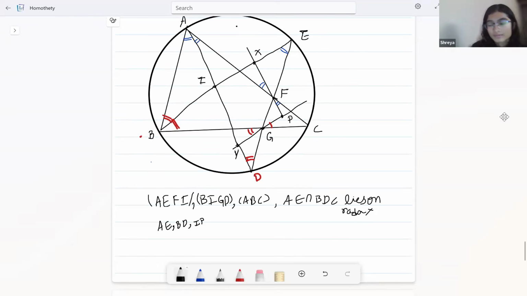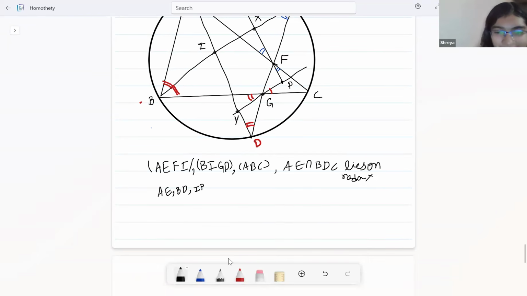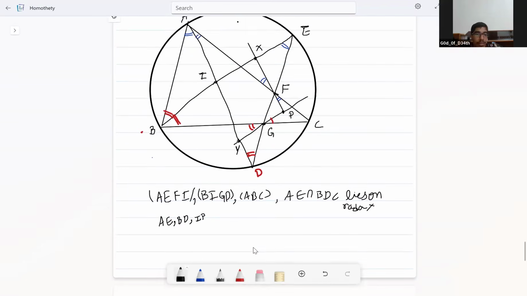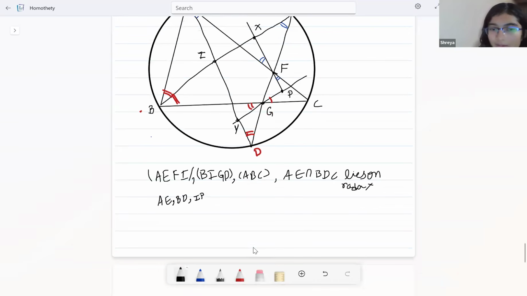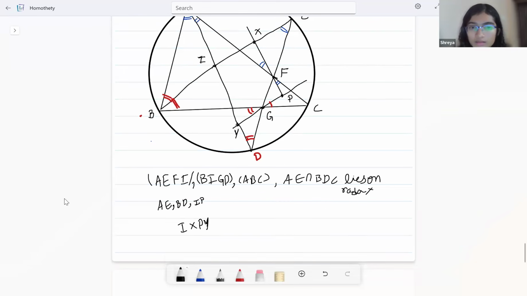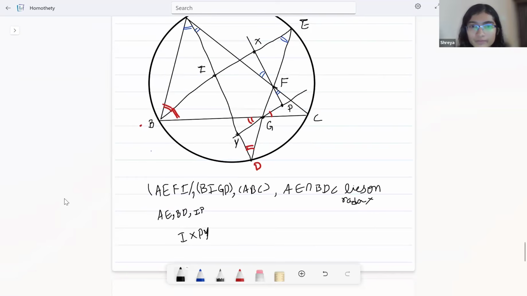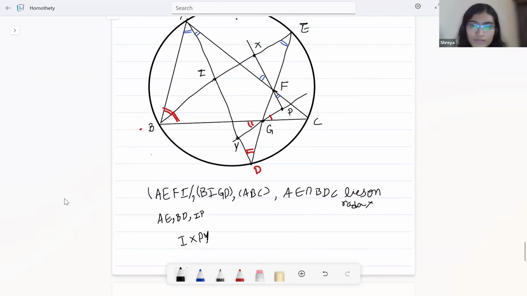And now we need to do very nice things. We also have IXPY parallelogram, right? Yes, exactly. We have IXPY parallelogram. We have a lot of parallel lines to work with. So you should think of using those parallel lines for some homothety. It's like this, and this, and this.